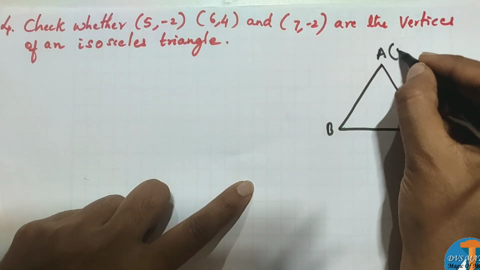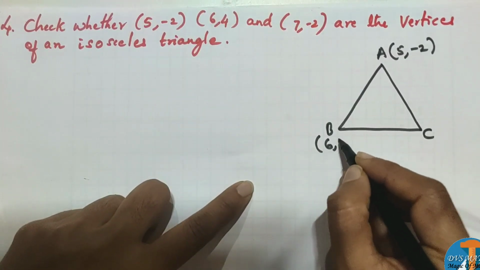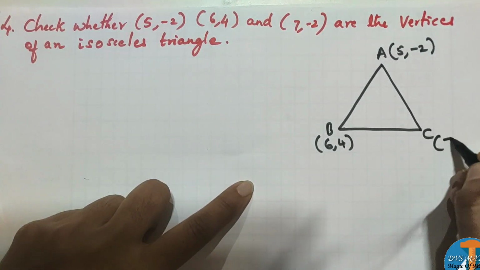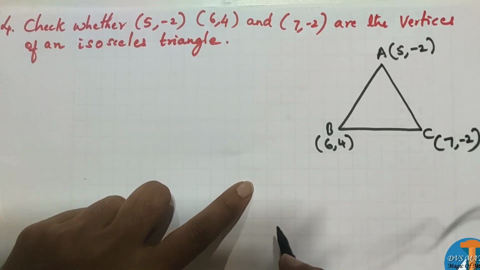ಸೊ ಎ ಪಾಯಿಂಟ್ ಎಷ್ಟು ಕೊಟ್ಟಿದ್ದಾರೆ? 5, -2 ಬರ್ಕೊಂಡು ಫಸ್ಟ್ ಕೋಆರ್ಡಿನೇಟ್. ಸೆಕೆಂಡ್ ಕೋಆರ್ಡಿನೇಟ್ 6, 4 ಕೊಟ್ಟಿದ್ದಾರೆ. ಥರ್ಡ್ ಕೋಆರ್ಡಿನೇಟ್ 7, -2 ಕೊಟ್ಟಿದ್ದಾರೆ. ಈಗ ಆಸ್ ಯು ಆಲ್ ನೋ ಐಸೋಸೆಲಸ್ ಟ್ರಯಾಂಗಲ್ ಅಂದರೆ ಏನು?